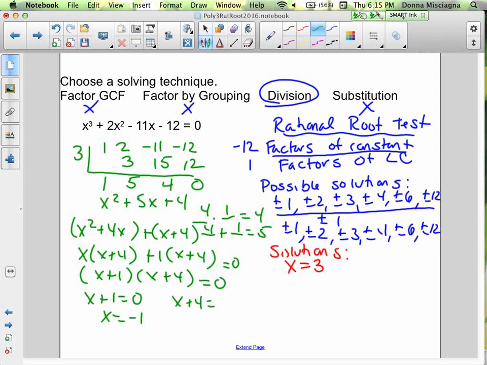X equals negative 4. There we go. There are our 3 solutions: x equals 3, x equals negative 1, and x equals negative 4. And there we solved it.